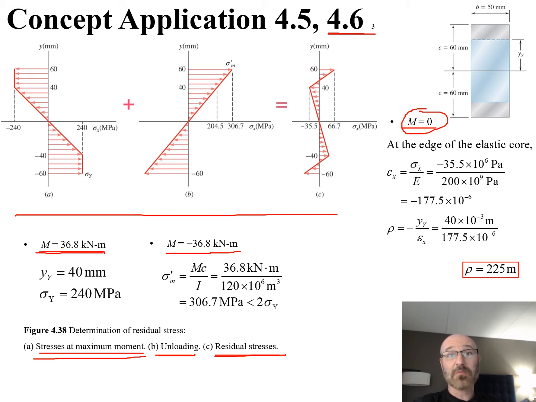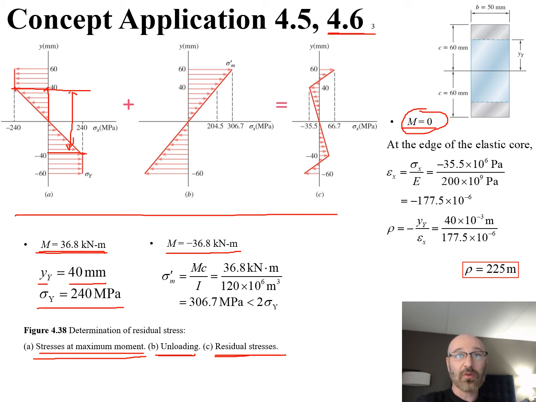If we know our maximum moment is 36.8, we also found that our y sub y was 40 millimeters. So we can see if we go up on our y scale, there's our 40 millimeters, up to this point here, where our sigma sub y was 240 megapascals. So down here, there's 240 megapascals, and there's negative 40. So this is our 2 times y sub y, going from there to there.